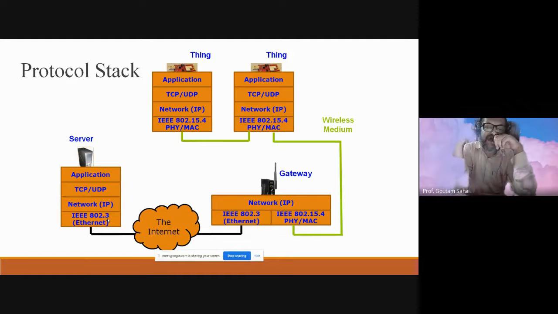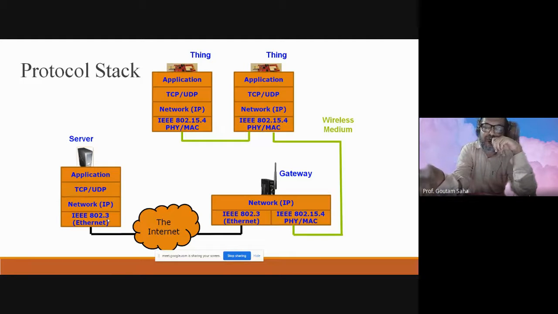So everyone is guided by some protocol. You see, this is the thing: Application, TCP, UDP, network IP, and this is the physical layer. 802.15.4 is the protocol, the physical layer. And another thing is that there can be a series of sensors, all of them having the same protocol stack.